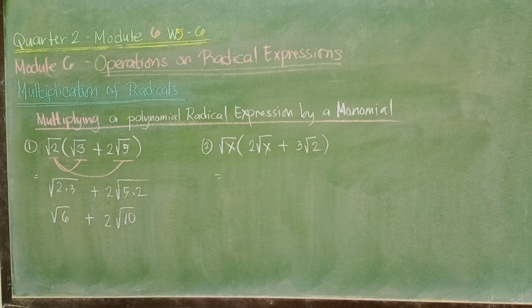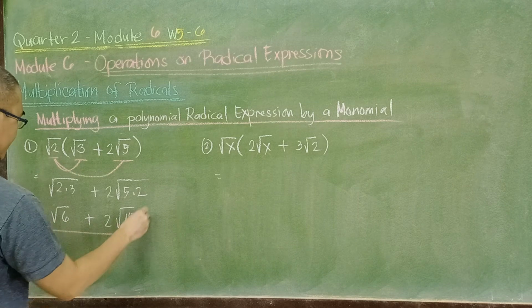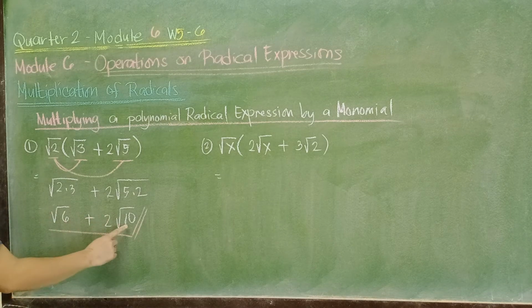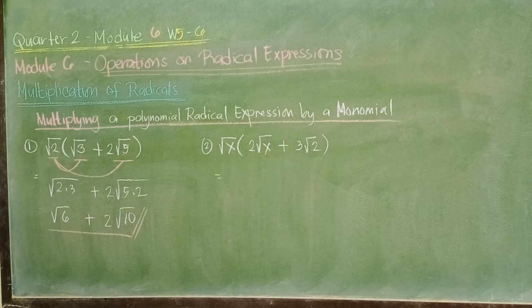So, tignan natin kung pwede pa simplify. So, yung 6 di ko na pwede i-factor kasi wala na siyang factor na perfect square. Yung 10 di ko na din pwede i-factor kasi wala na siyang factor na perfect square. Therefore, this will be your final answer, square root of 6 plus 2 square root of 10. But hindi mo sila pwedeng i-add. Well, tulad ng lesson natin before, ang pwede mo lang i-add yung parehas yung index at saka parehas yung radical. So, parehas yung index nila, pero hindi parehas yung radical. So, hindi mo pwedeng i-add. For number 2, same procedure.